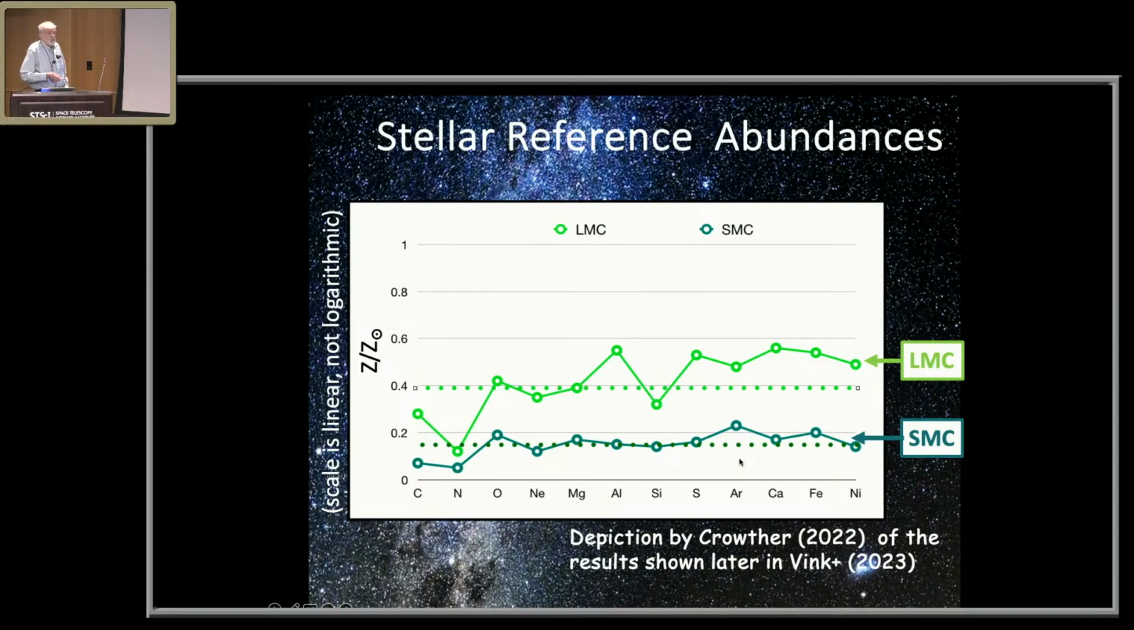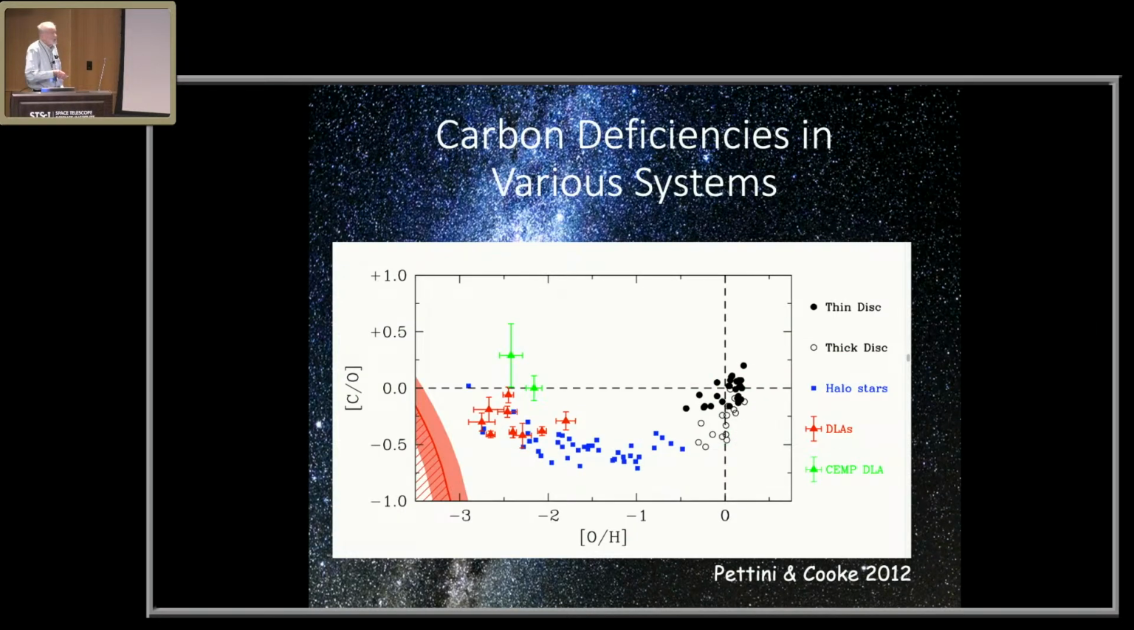You have to have some idea what the abundances are in the stars, and they're generally consistent with the solar abundances, except when you get down to carbon and nitrogen. They seem to be more underabundant than the rest of the elements. Now that's an interesting clue as to something interesting may be happening when you look at the interstellar medium. And indeed, in other systems, there seem to be deficiencies in the carbon to oxygen ratio as you get down to very low metallicities.